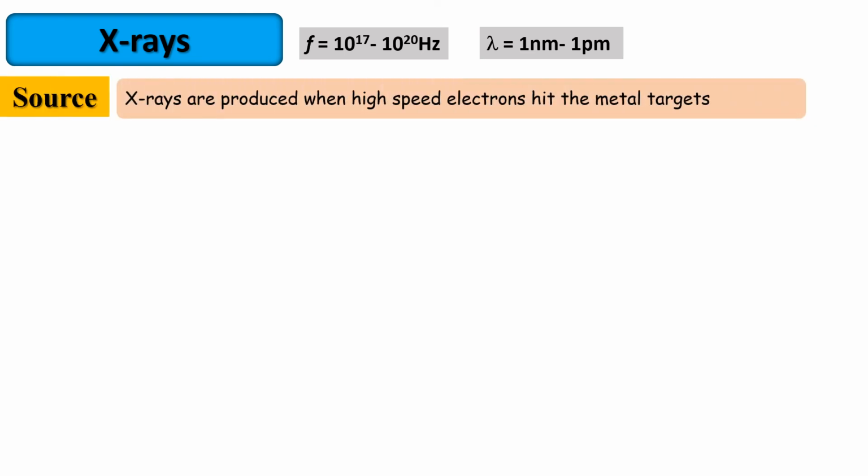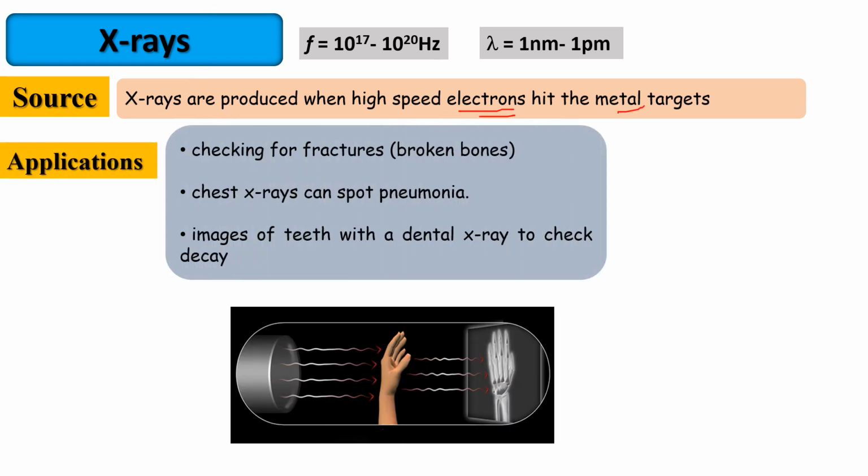Then X-rays. How are X-rays produced? Now these are also very high frequency ionizing radiation. They have a frequency of 10 to the power 17 to 10 to the power 20 hertz and wavelength of 1 nanometer to 1 picometer. So small wavelength, and these are produced when high speed electrons hit metal targets. And where do we use them? X-rays are used to detect or find fractures, the broken bones.